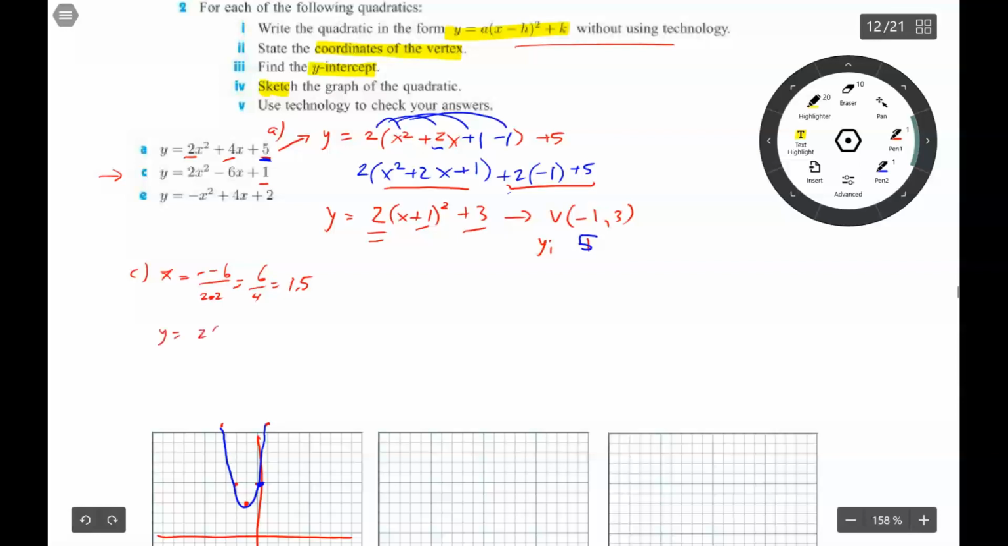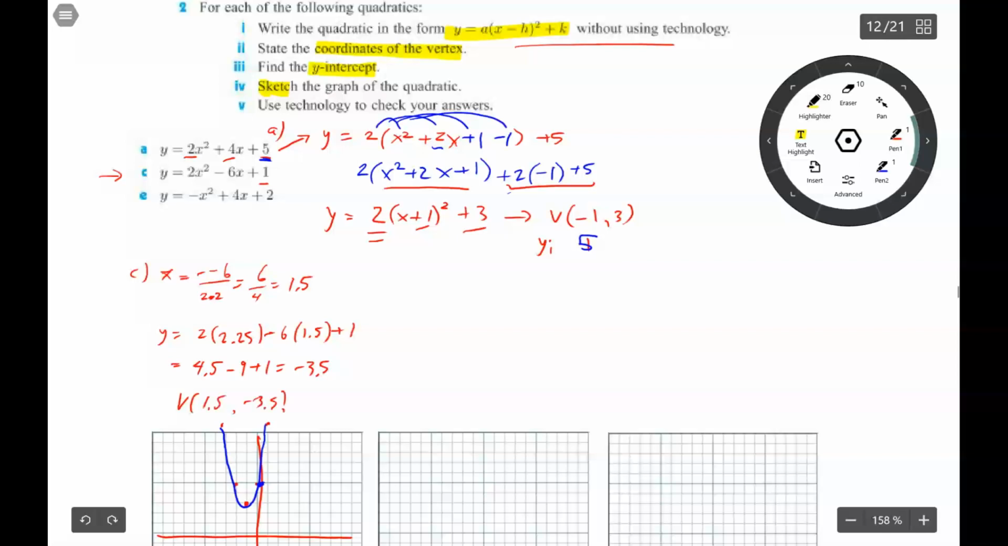So y equals 2 times 1.5 squared. 1.5 squared is 2.25, minus 6 times 1.5, plus 1. And 2 times 2.25 is equal to 4.5. Minus 6 times 1.5 is equal to negative 9, plus 1. So 4.5 minus 9 is negative 4.5, plus 1 is negative 3.5. That is the y value. So the vertex turns out to be 1.5 comma negative 3.5.